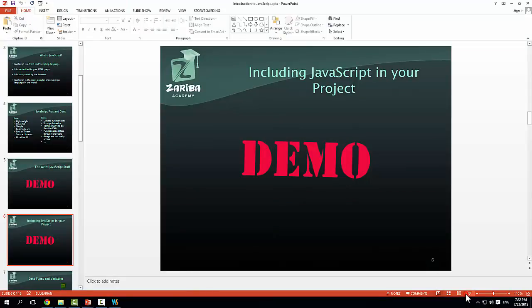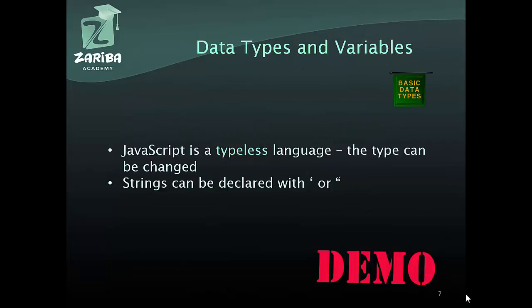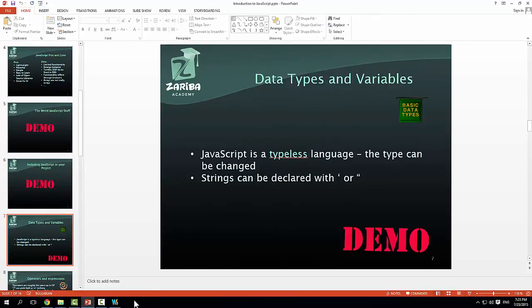It's going to be data types and variables. So here there is a big difference with C#. JavaScript is a typeless language. The type of a variable can be changed, and another key difference is that strings can be declared with both a single quote and a double quote. We'll see that in a second. I think it's more common to use the single quote, but you can use both depending on how comfortable you feel with it.